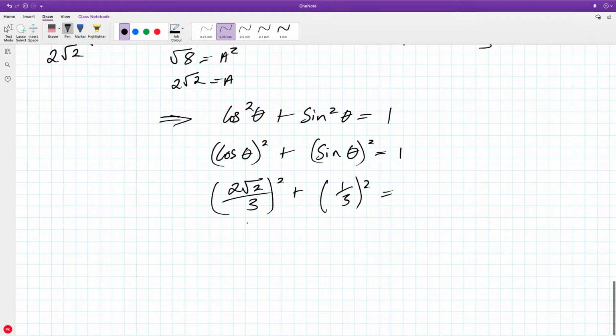2 root 2 over 3 squared, that's the square root of 8. Square the square root of 8, you get 8. Square 3, you get 9. 8 over 9. Plus square a third, you get 1 over 9. 8 over 9 plus 1 over 9 does give you 1. Therefore, true. Were you getting that right when you're throwing into your calculator, or was it coming up a bit awkward?